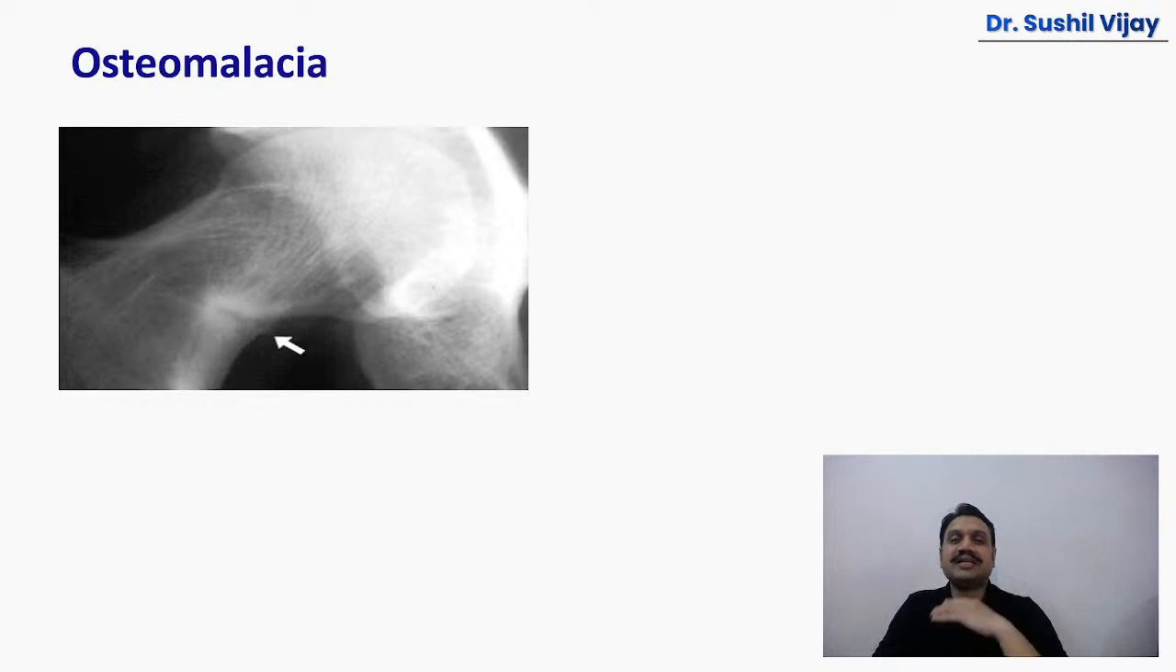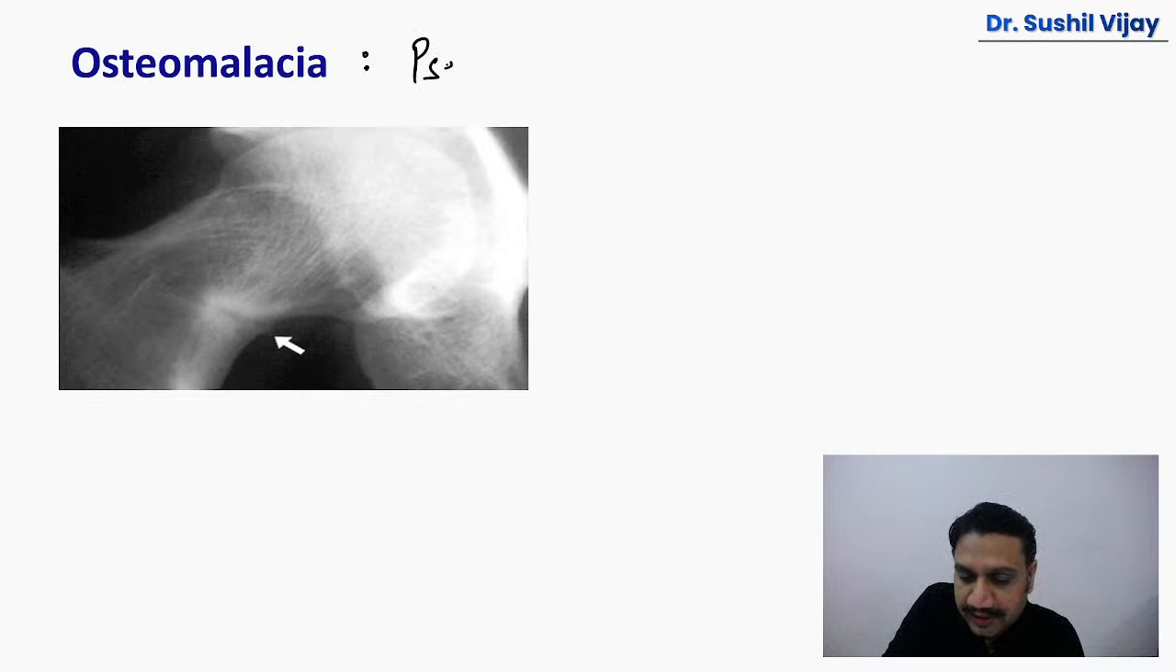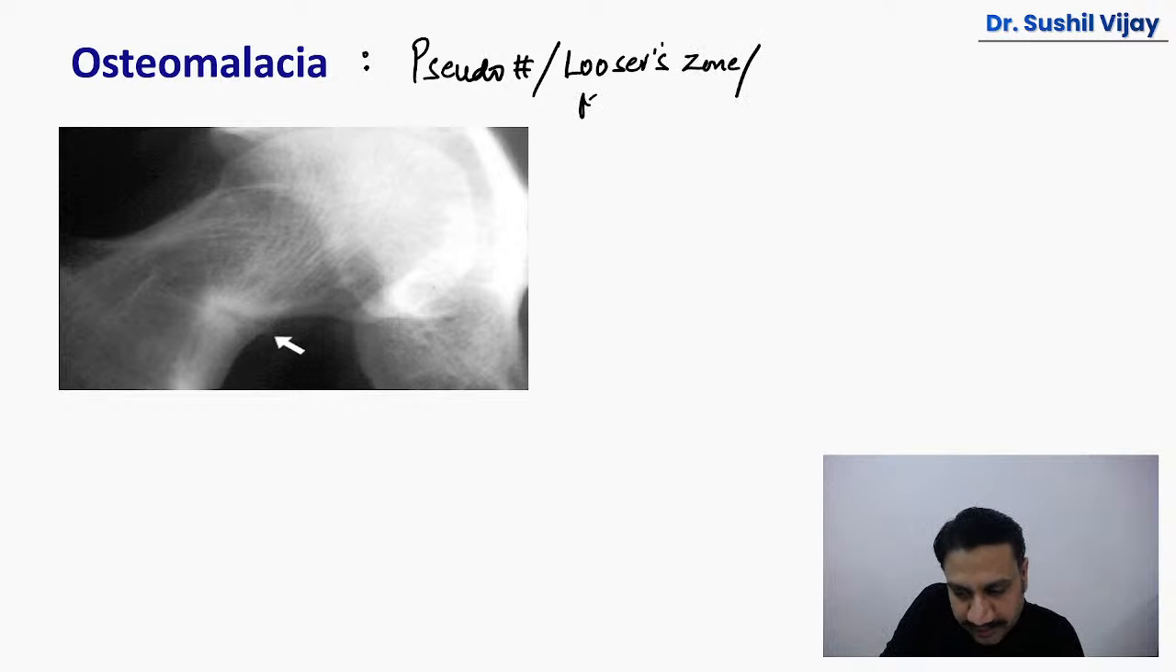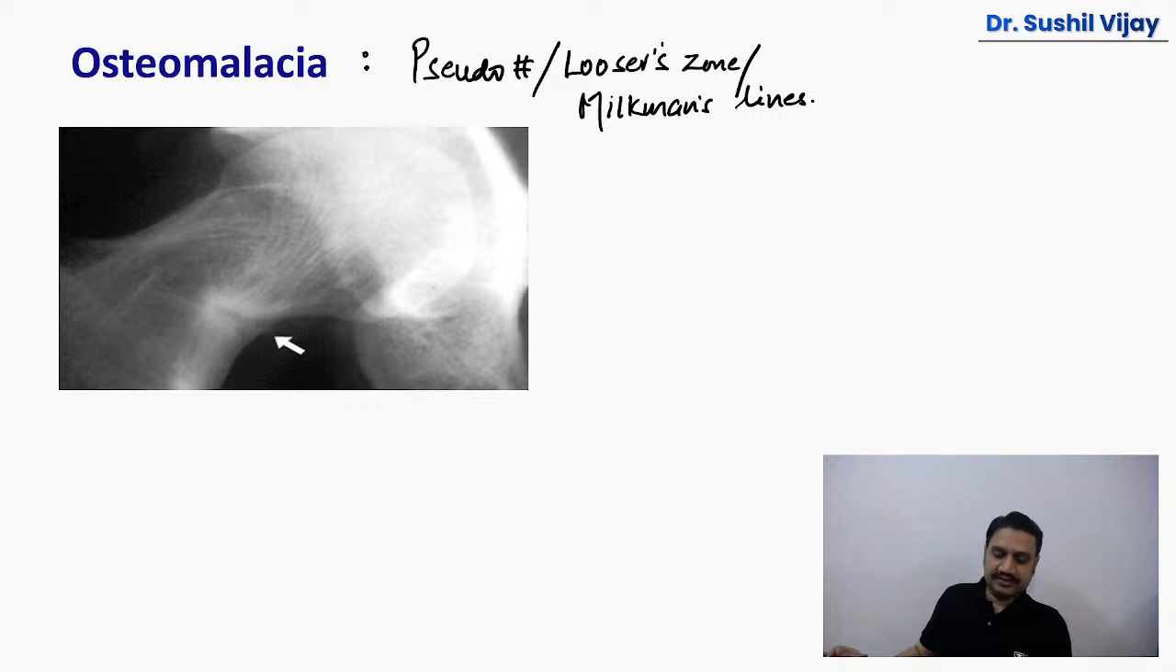Now, osteomalacia, how does this question come to you? How do these people come to you? They come to you with what we call pseudo fractures, which are also known as Looser's zones, or also known as Milkman's lines. All right, so pseudo fracture, Looser zone, and Milkman's lines.